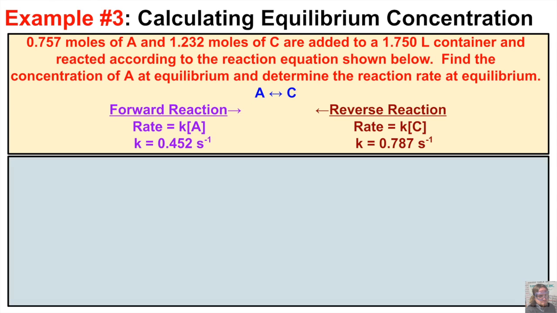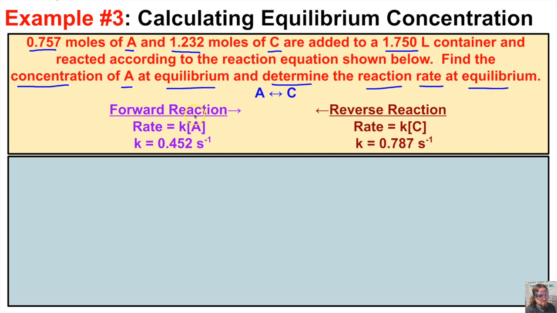And so in this third example, it says 0.757 moles of A and 1.232 moles of C are added to a 1.750 liter container and reacted according to the reaction equation shown below. Find the concentration of A at equilibrium and determine the reaction rate at equilibrium. So we have a reaction, A going to C. It's in equilibrium with C, so C is also producing A.